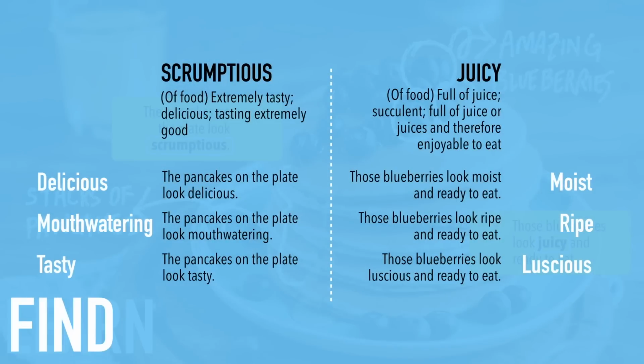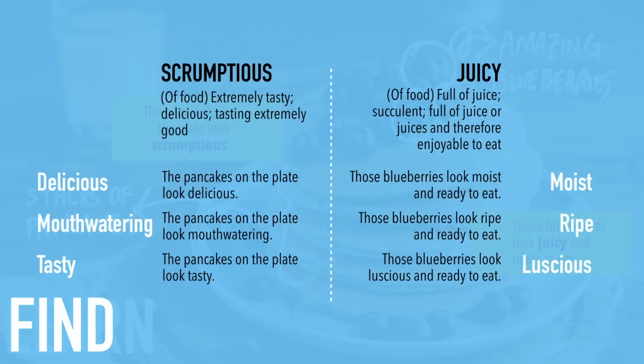Now, let's move to the right side of our screen, looking at the word juicy, which again means full of juice. The juicy blueberries, juicy apples, okay? What are 3 synonyms for this word? Again, looking at the right side of your screen, here we go. Moist, ripe, and luscious. One more time. Moist, ripe, and that final one, luscious.